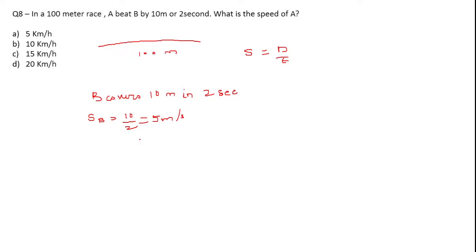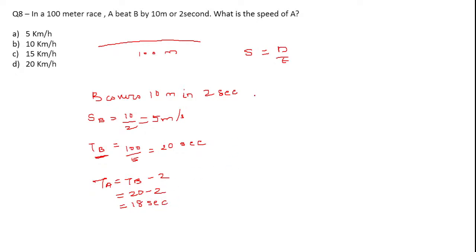So first of all, we need to calculate the time taken by B. So TB equals 100 upon 5, distance upon speed. So we get 20 seconds. Now we can find the time taken by A similarly. The time taken by A is TB minus 2, so that is 20 minus 2, which comes to 18 seconds.